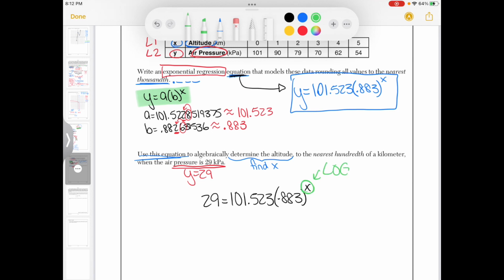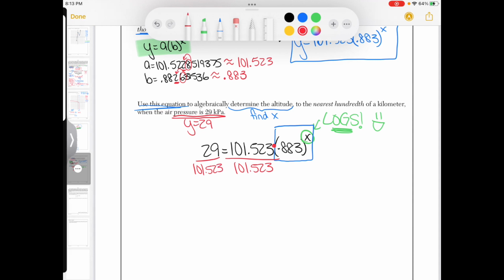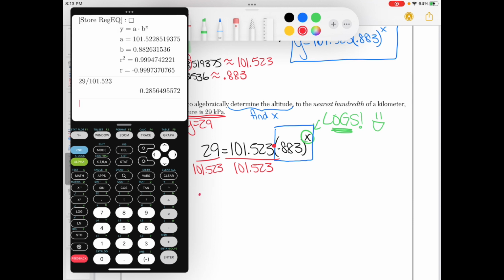Now immediately I'm excited because I see X in the exponent. What does that mean? It means I need to use logs. Woohoo! So to use logs, I have to get what's being raised to the variable by itself first. So my first step is to get rid of that 101.523. Since it's being multiplied here, I'm going to divide by 101.523. So 29 divided by 101.523. And I get a long decimal. You have to use the whole decimal. You cannot round until your last step.